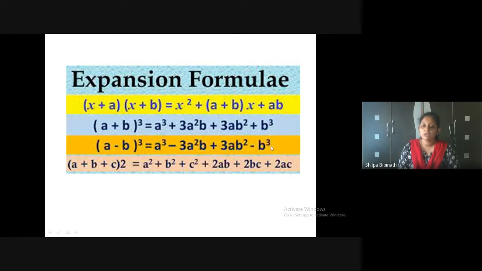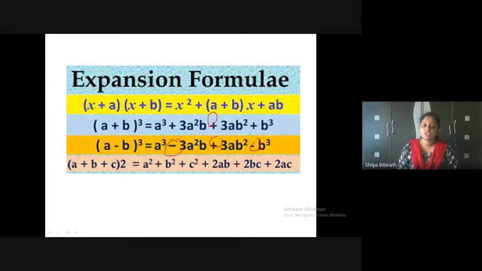Everything will be similar to the previous one, but the sign here will change. In case of minus, after a cube and before it will be minus sign, rest everything remains the same. Here it will be minus. At the center, both the formula you will find it is a plus, positive.